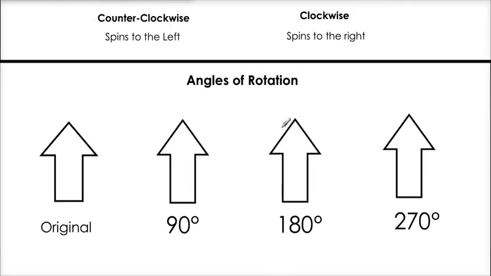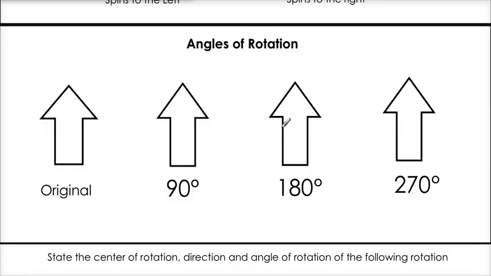And then finally, all rotations have an amount of degrees that you're rotating something. You can do any amount of degrees from 0 to infinity: 1 degree, 2 degrees, 3 degrees. But the main ones we're going to be talking about for now are 90, 180, and 270. Your angle of rotation is how much you spin it, how many degrees you spin an object. Let's see what that looks like.